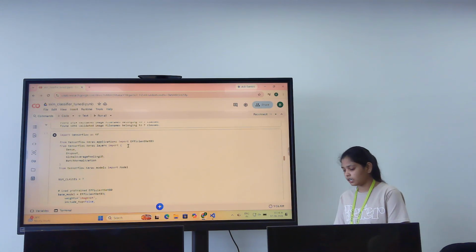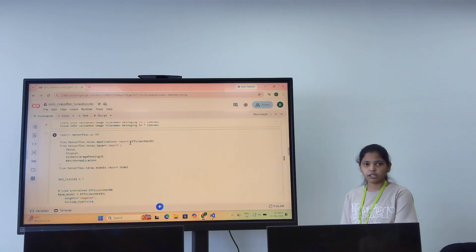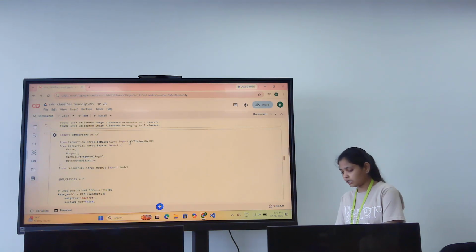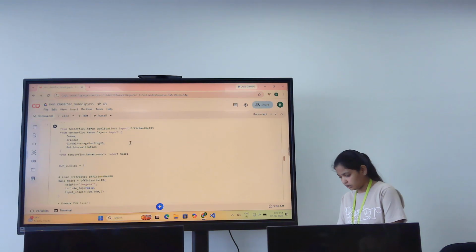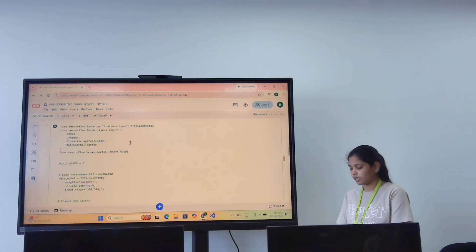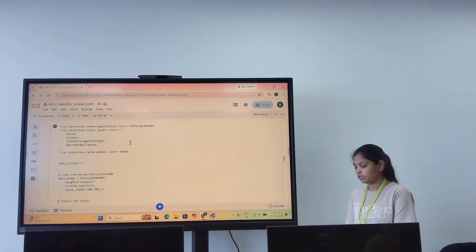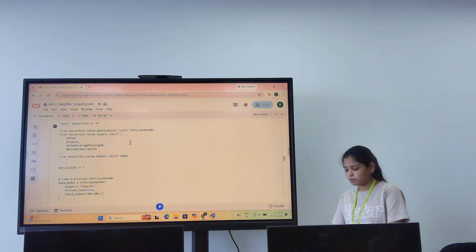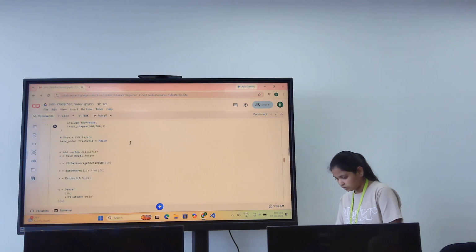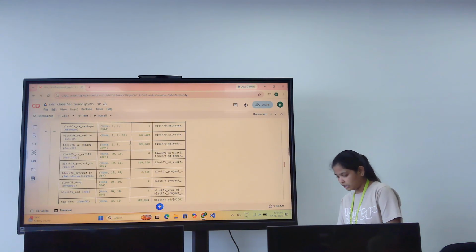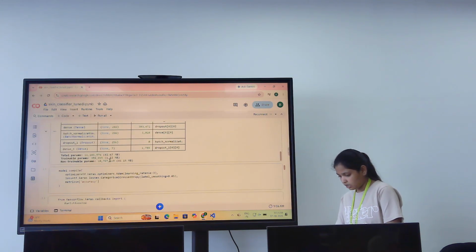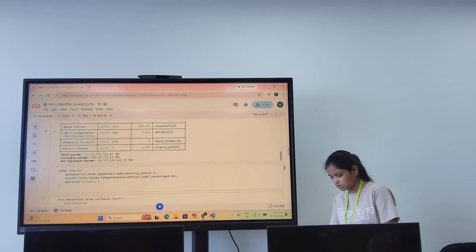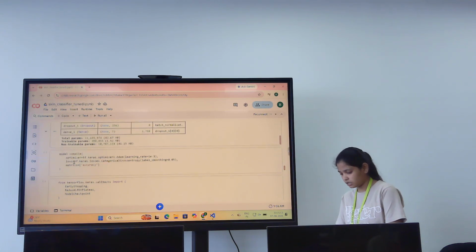And I use a pre-trained CNN model, EfficientNet B3. Instead of training a model from scratch using a CNN, I use the pre-trained model because it gives a good balance between model capacity and computational efficiency. Here we can see the model summary: total parameters, trainable parameters, and non-trainable parameters.